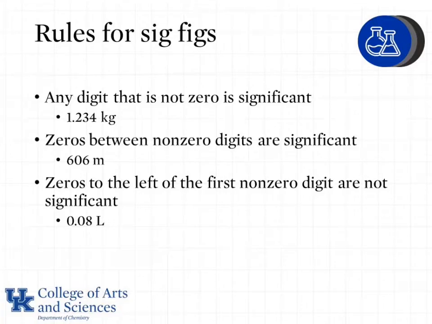Next, we'll look at zeros that are between non-zero digits, and they are always significant. So in 606, the two sixes are significant because they're not zeros, and the zero in between is significant because it's between two significant figures. Placeholder zeros, which happen in a value that is less than 1, are not significant. They're simply making sure the 8 is in the right decimal place, but those numbers themselves are not significant.